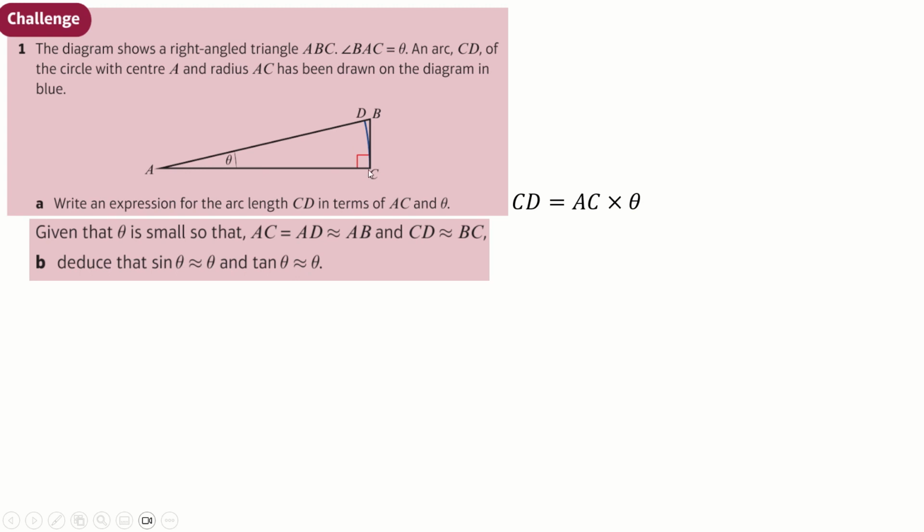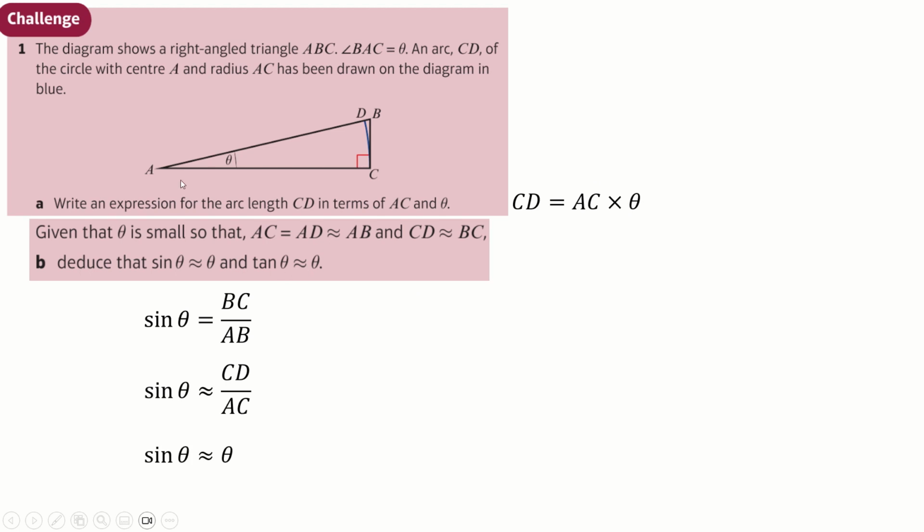Deduce sine theta and tan theta are approximately theta. So looking at this right angle triangle here, sine of theta is BC over AB. But if theta is really small, then it just says here that BC can be written as CD, and AB can be written maybe as AC. But CD over AC is just theta, according to this formula here. So sine theta equals about theta.